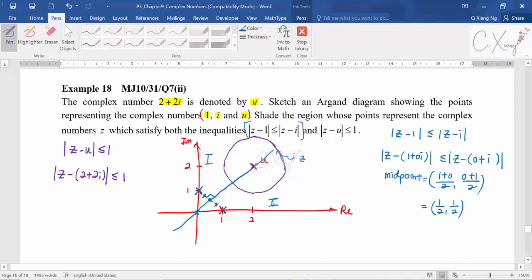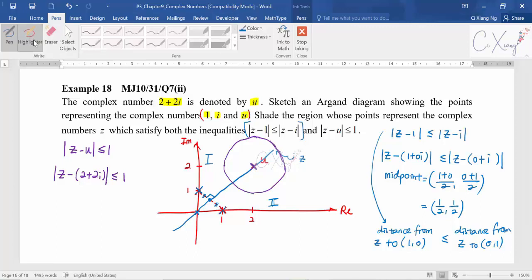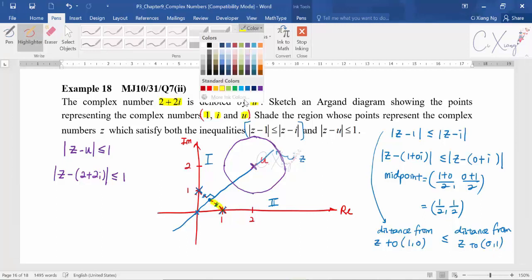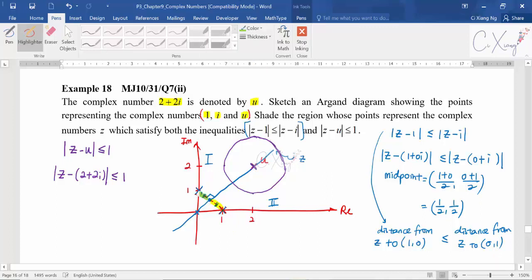So again, the meaning of this one is the distance from Z to the point 1, 0 they want to be smaller than the distance from Z to the point 0, 1. So the distance from point Z to 1, 0 means here. Then Z to 0, 1 means here. So they want the yellow color to be shorter or smaller than the green color one.